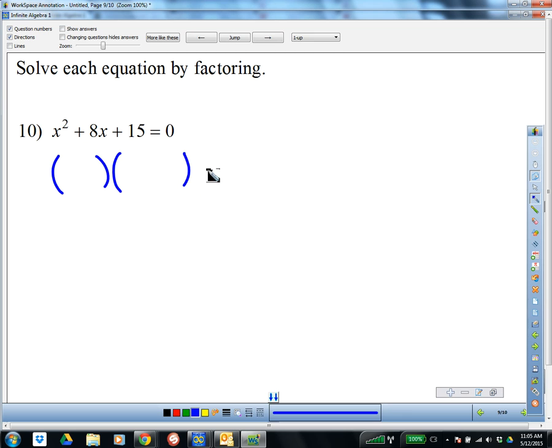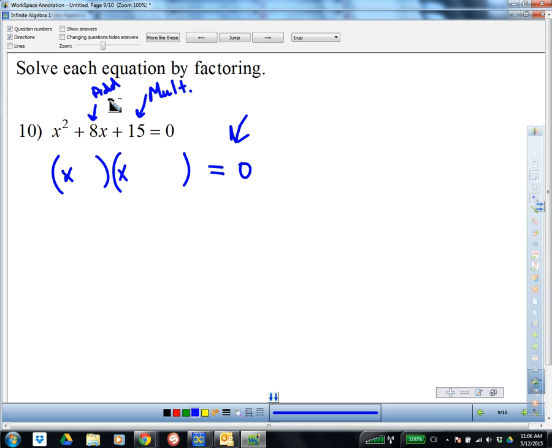So that means put it in a binomial times a binomial, and it must equal 0 on this side. First things first, x times x is x squared. Then you're going to break this piece up right here, this 15. You want two numbers that multiply to give you that, and the same two numbers will add together to give you this one.